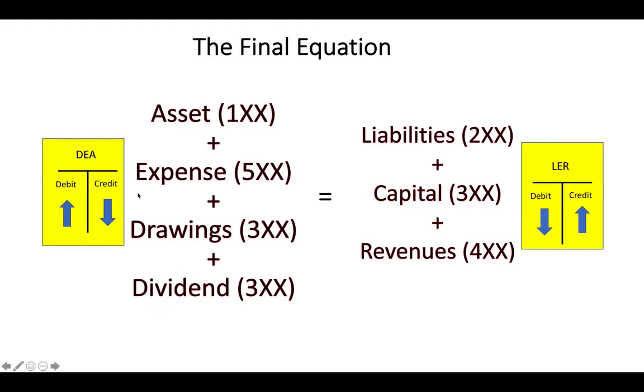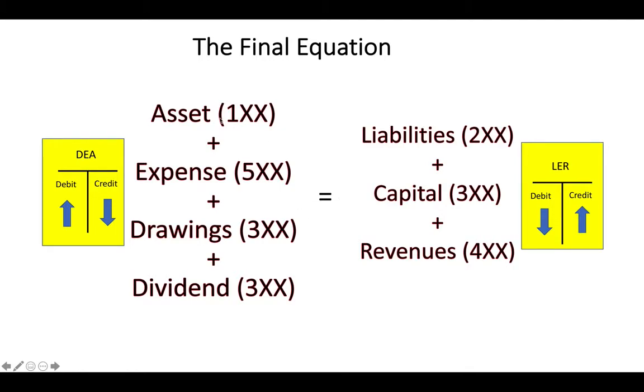And the easy way to remember that is, as I said, DEALER, or DEA L E R. D stands for drawings and dividends. E is your expense and A is the asset. And the L here is the liability. E is equity, or similar to capital, you can say. And R is the revenue. So it is an easy way to remember which will go up and down, and the debit and credit side of it.